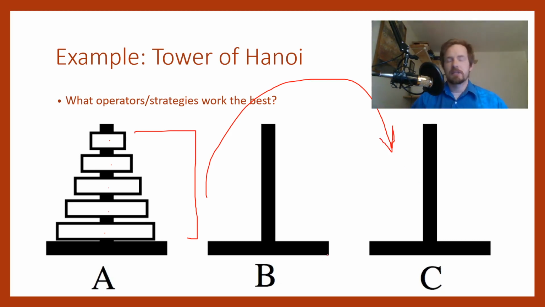And actually, I forgot to mention that the big rule here that's hard is that you're not allowed to have a larger disc on top of a smaller disc. Only smaller discs can go on larger discs. Larger discs cannot go on smaller discs. All right, so how would you do this? I'll let you pause it and try to figure it out mentally, and then I'll check back in with you.